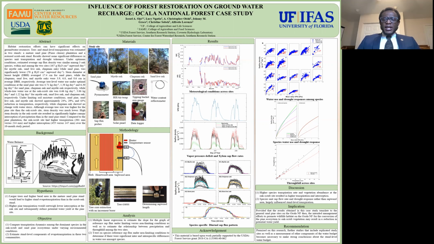Now, this graph shows that throughfall was higher at the sand pine site than at the oak scrub site.